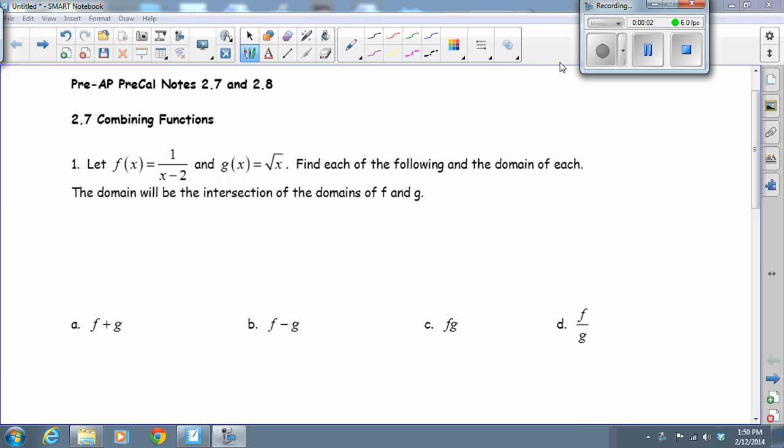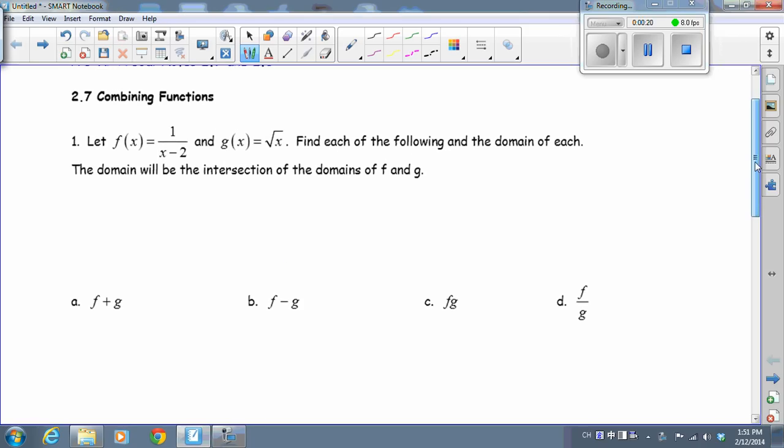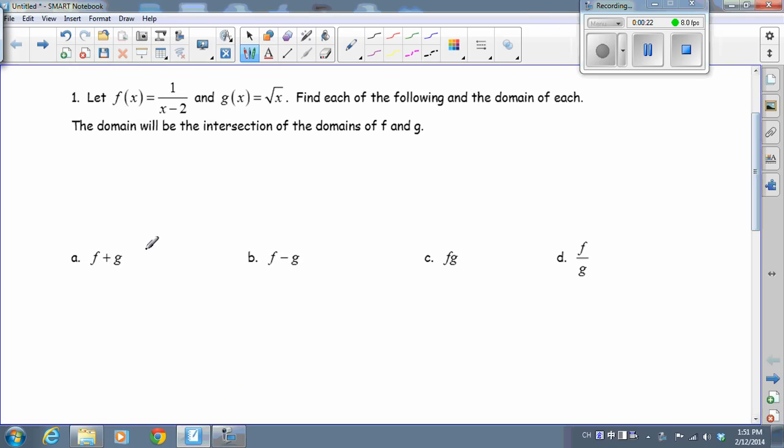On our 2.7 and 2.8 notes, we will try to combine functions. Let f of x be 1 over x minus 2 and g of x be square root of x. And we will try to find each and every one of these functions' domains, and let's start by combining the functions if we can. For the first one, we're looking for f plus g. To find f plus g is literally 1 over x minus 2 plus square root of x.